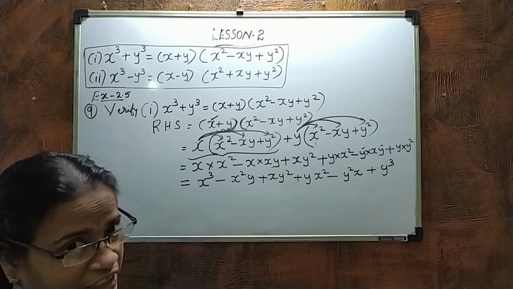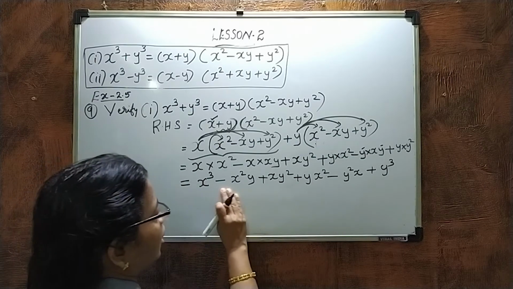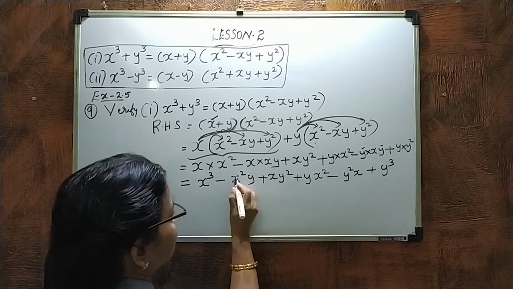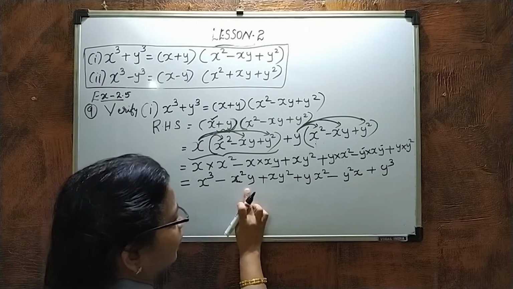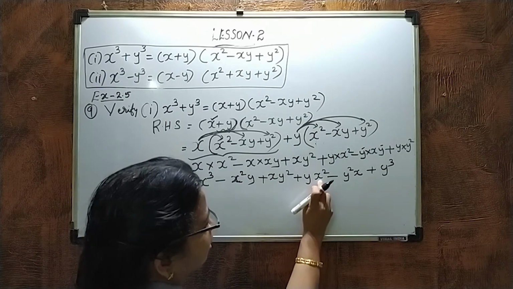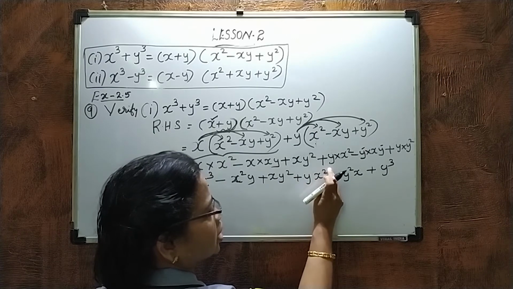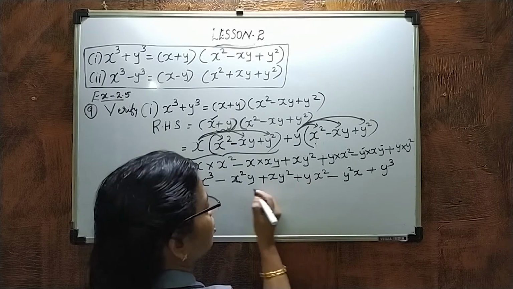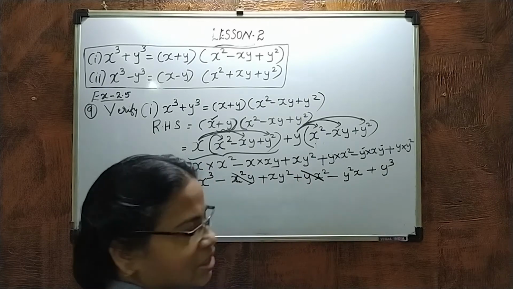Can you cancel anything, or whether we can add it or not? That is all the things you have to check. Minus x square y, minus x square y, x got square, minus x square y is there. Here look, it is plus x square y is there. Here also x square, here it is y. So minus x square y can be cancelled with plus x square y.